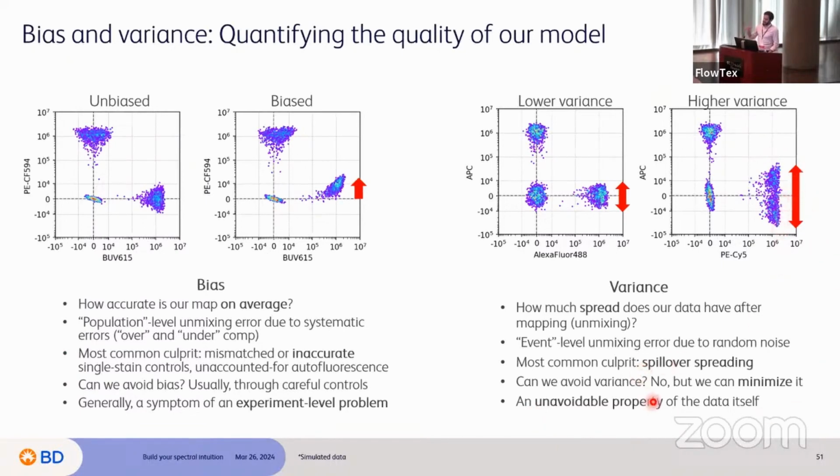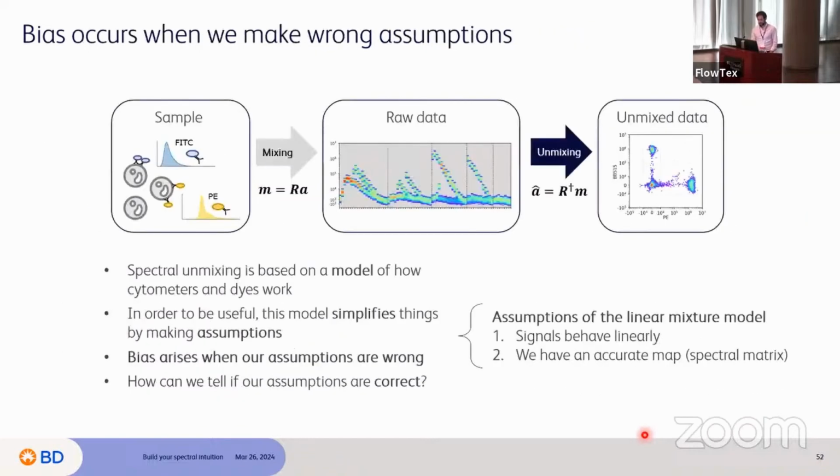Unlike bias, you cannot avoid variance entirely. It is always going to be present. In fact, there's a well-known trade-off between bias and variance when you're thinking of a model. We don't have to go into those details, but your mindset should not be to have no variance in your data, because that's impossible, but to minimize it through panel design, through setting up your instrument correctly, etc. Variance is an unavoidable property of cytometry data itself, but something we can try to work around.